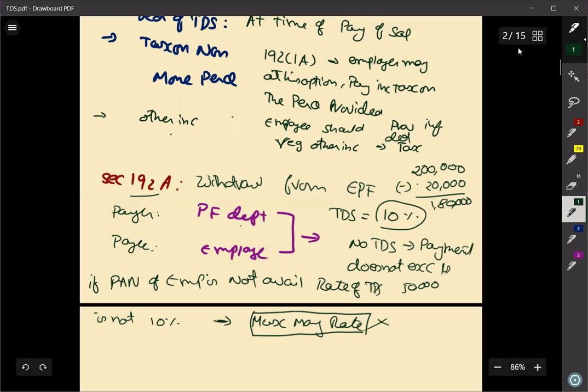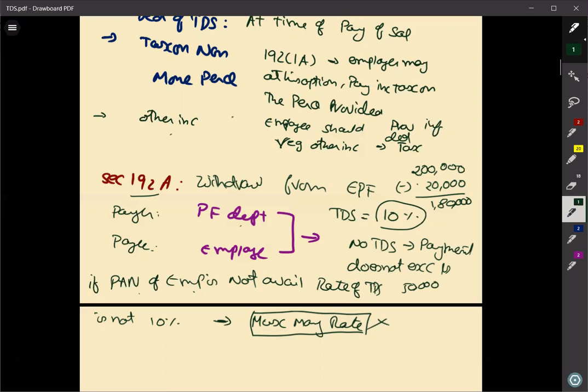But practically, this won't happen. Practically, every employee has to furnish the PAN number. So it will generally be deducted at 10%. If PAN number is not available, maximum marginal rate. What is maximum marginal rate? We'll discuss at a later stage. That's what section 192A is.